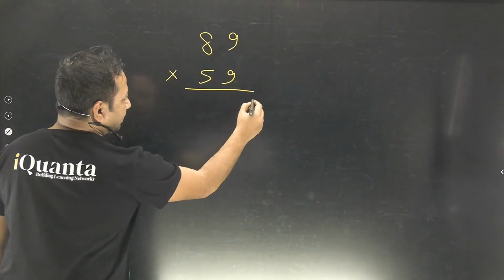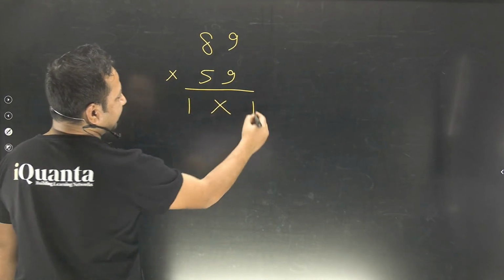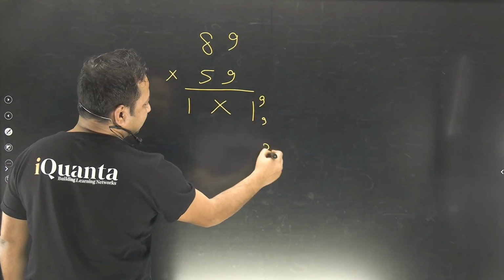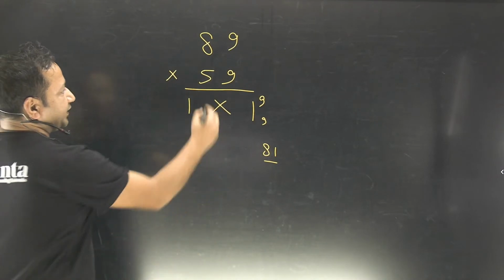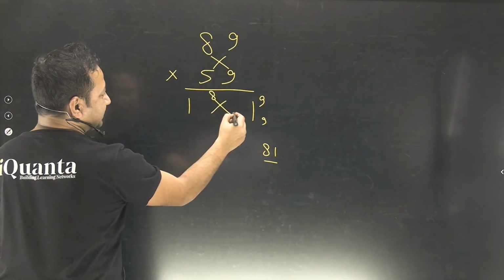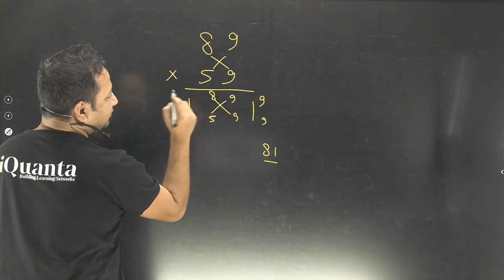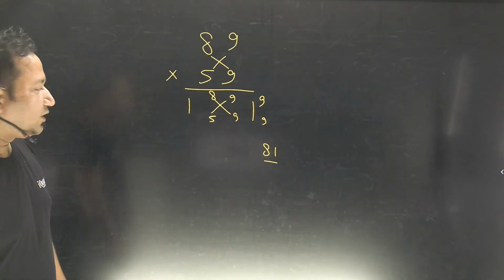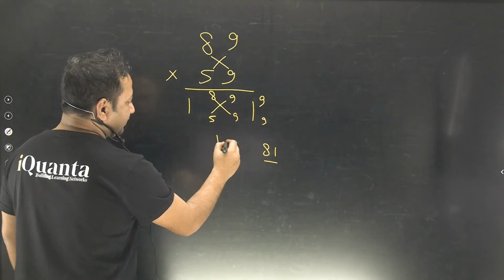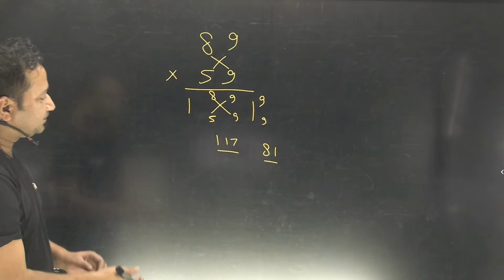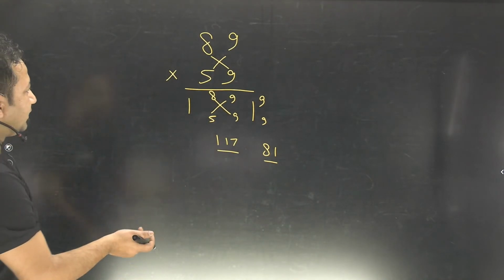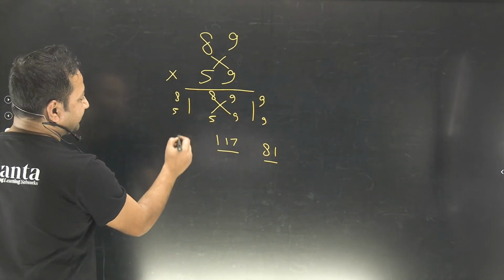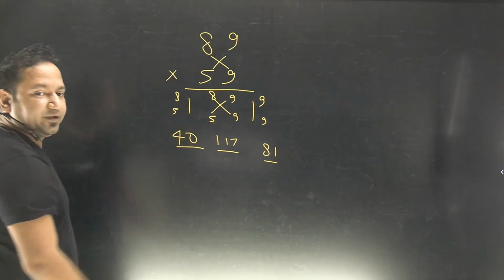So, one from the right, that is 9 and 9. We get 9 9s are 81. Then in a crosswise fashion, 8 9s are 72, 9 5s are 45. 72 plus 45 is 117. Is that right? Then one from the left, 8 5s are 40. This is what we get.